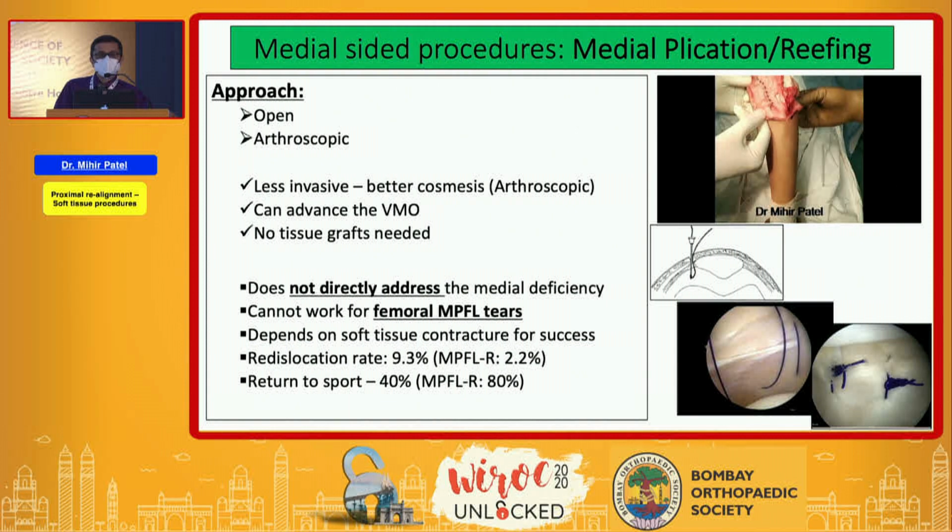It is less invasive, the arthroscopic procedure. We can also advance the VMO, and no soft tissue grafts are needed. But the problem is it doesn't directly address the medial deficiency. It cannot work when the MPFL tears from the femoral side, and the femoral tear of the MPFL is the most common in an acute dislocation. It depends on soft tissue contracture, because if the sutures cut through, the medial plication gives way.